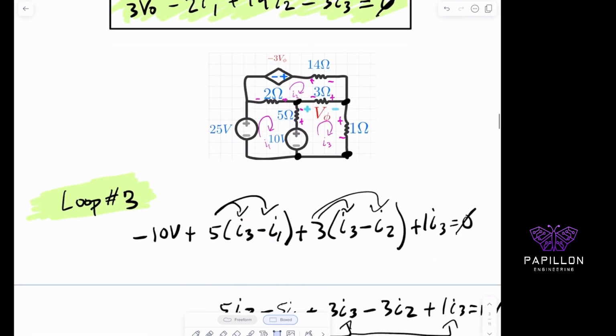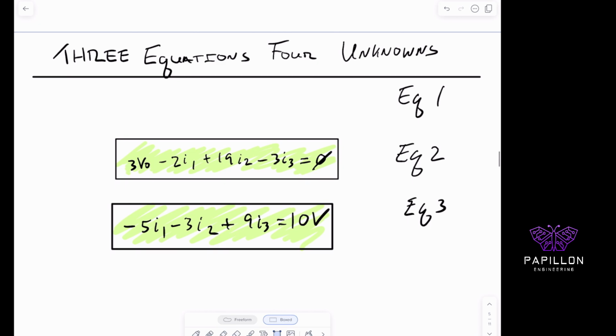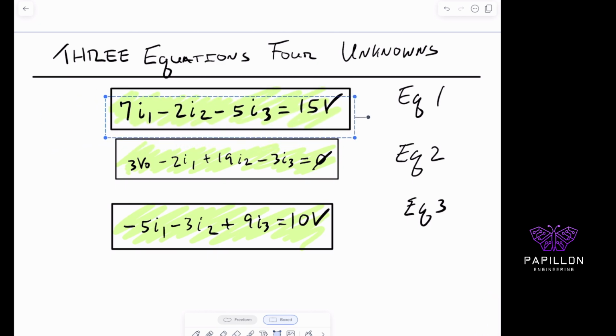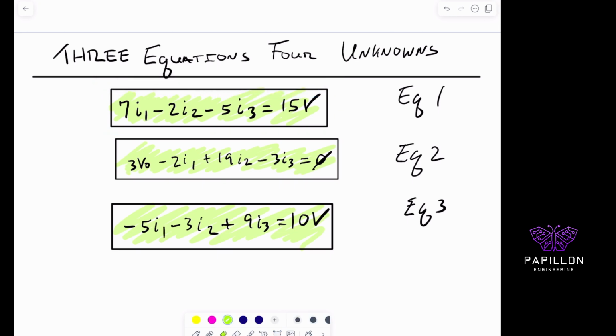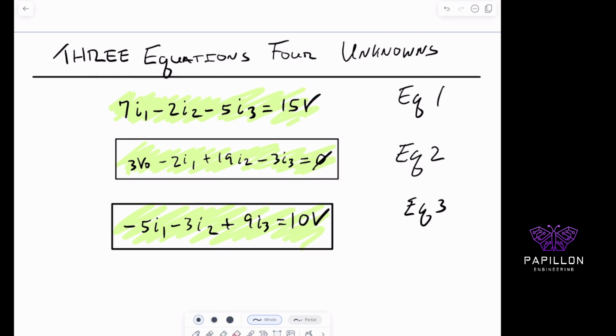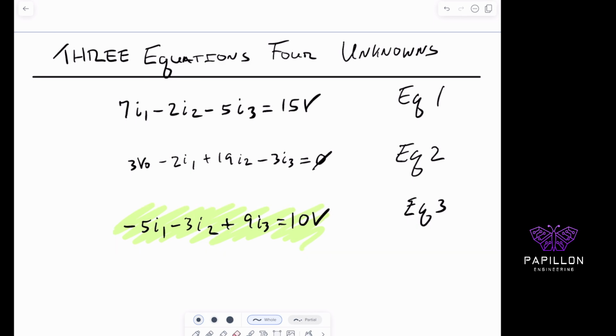Okay, hopefully I copied and pasted that right. Yes, it looks good. So here are my 3 equations. I'm going to clean this up slightly for you. I don't need the color anymore. The catch now is, how do I know it's 3 equations? Well, it's equations 1, 2, and 3, but where's the 4th unknown? The 4th unknown is the 3V naught over here, because I1 is unknown, I2 is unknown, I3 is unknown, and V naught is unknown.